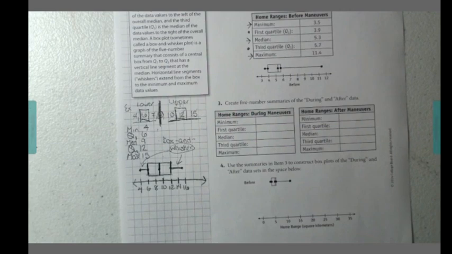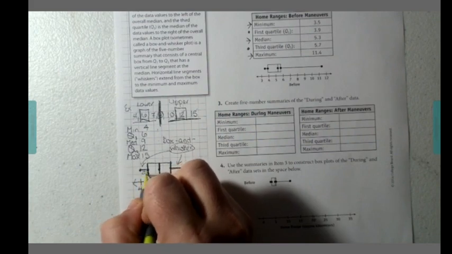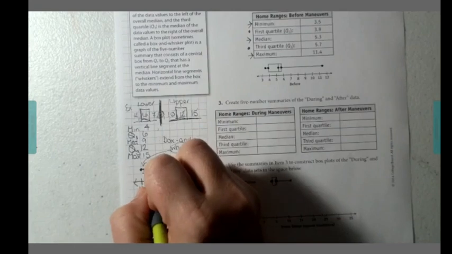Now, what this means, okay, 25% of my data is between the values of 4 and 6. 25% of my data is between the values of 6 and 9.